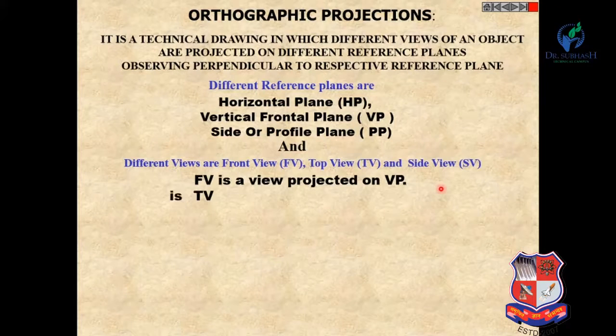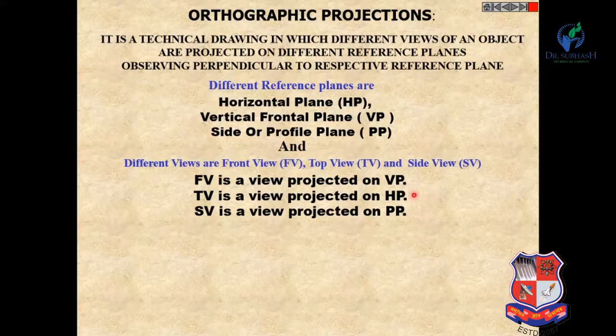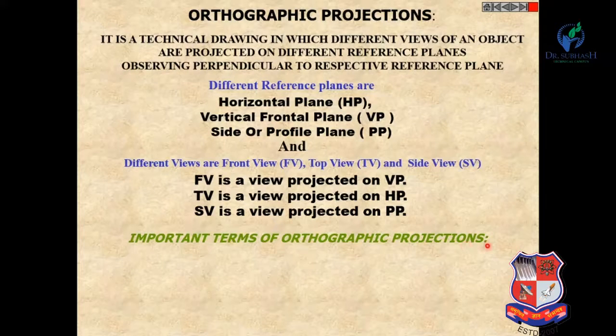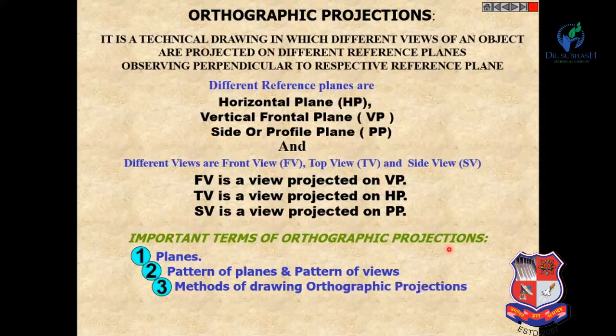So what do you mean by the front view? The front view is a view which is projected on VP, a view looking from the front of the object. The top view is a view looking from the top of the object, and this top view is projected on HP. The side view is a view which is projected on the profile plane. Now the important terms of orthographic projections: there are 3 main terms, planes, pattern of planes and pattern of views, and methods of drawing orthographic projections.